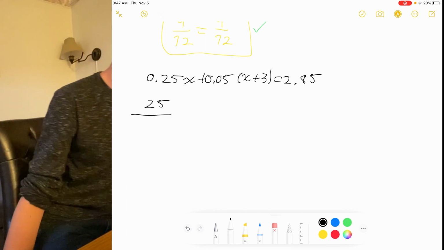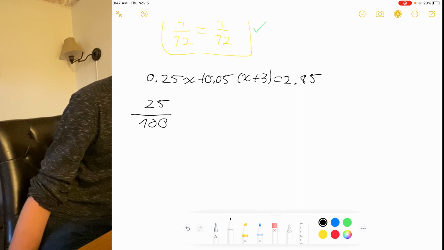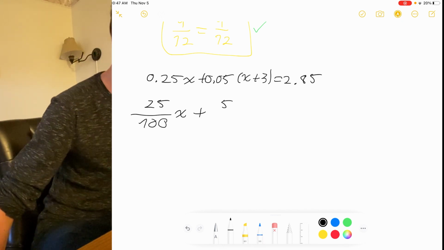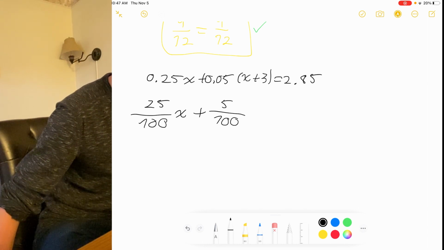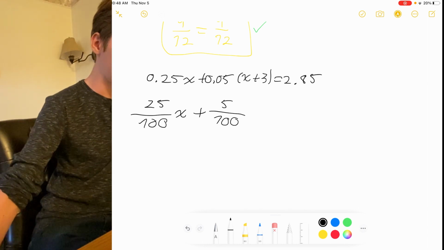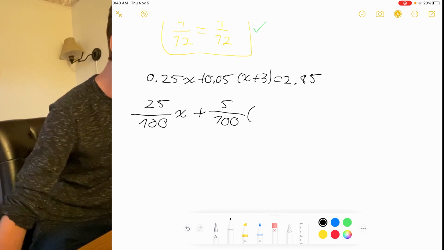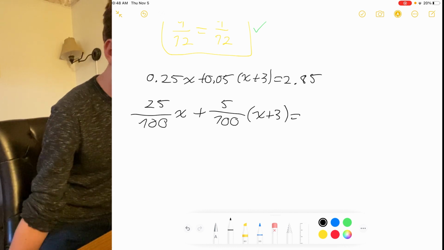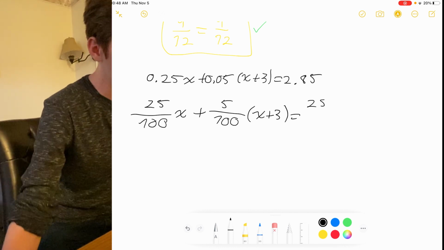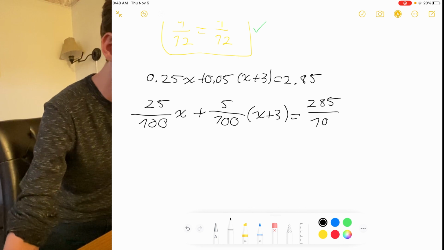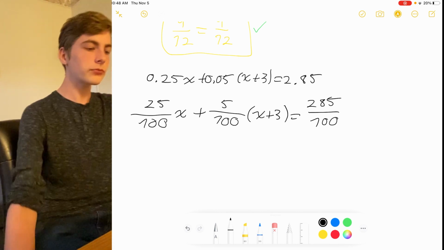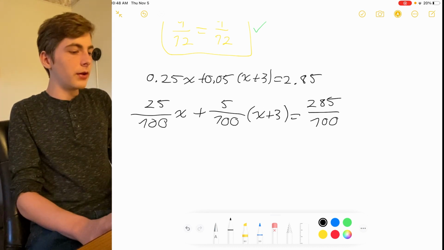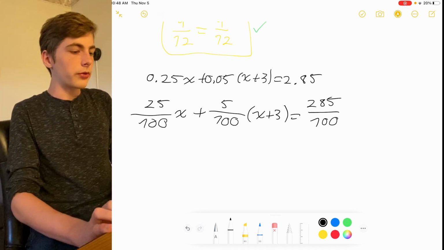1.4, I think. So that's just going to be 25 over 100 times x plus 0.05, that's 5 out of 100. And then that's times x plus 3. And then that's going to be equal to 2.85, which is the same as 285 out of 100. And now you'll see it's the exact same thing as working with fractions. Super simple to work with this.